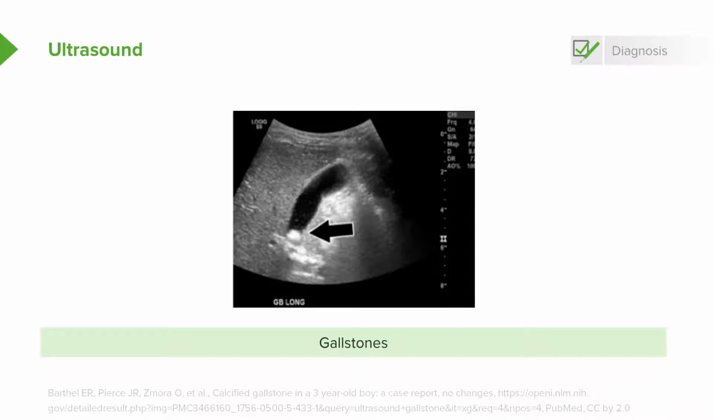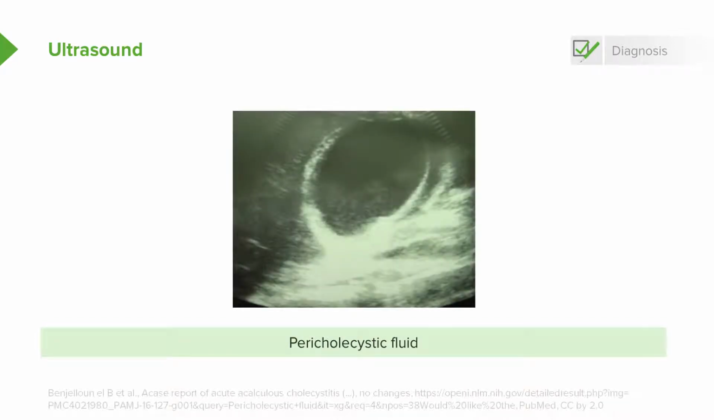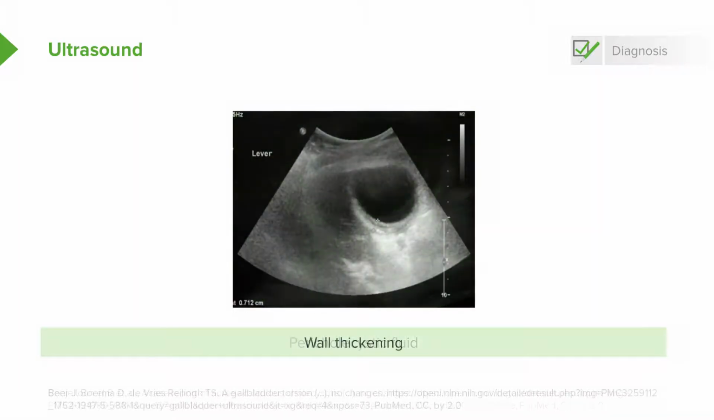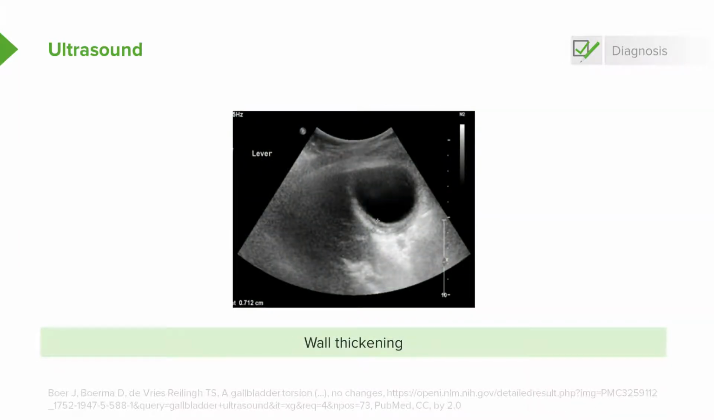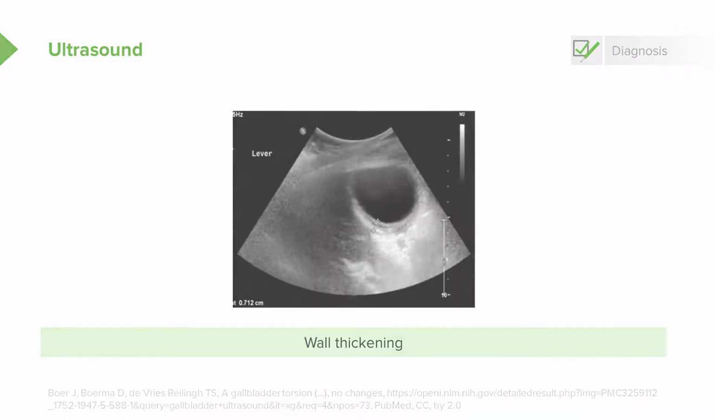Remember, on ultrasound, fluid looks completely black. In this ultrasound image, we see pericholecystic fluid. See that stripe of black fluid between two thickened linings of the gallbladder? Lastly, this is a demonstration of the wall thickening. So remember, on ultrasound, the classic threesome is wall thickening, pericholecystic fluid, and gallstones.